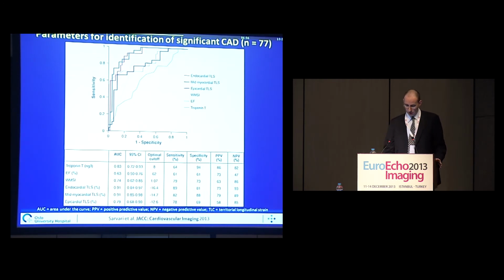This is an ROC curve analysis set to identify patients with significant coronary artery disease. And here, endo and mid-myocardial TLS, territorial longitudinal strain, were the best parameters to identify patients with significant coronary artery disease. These parameters were better than epicardial strain, but also better than ejection fraction and wall motion score index. Unfortunately, our software didn't allow the analysis of transmural or standard strain, so we cannot say if it's better or the same as transmural strain.